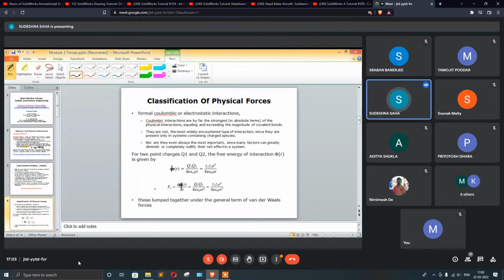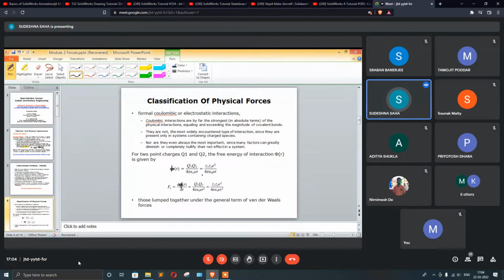So this is nothing but the potential. Now, the force basically can be obtained by d phi r dr, that is, the derivative of phi r, and that we can obtain by using this formula over here, q1 q2 divided by 4 pi epsilon naught epsilon r square, and similarly z1 z2 e square divided by 4 pi epsilon naught into epsilon into r square.